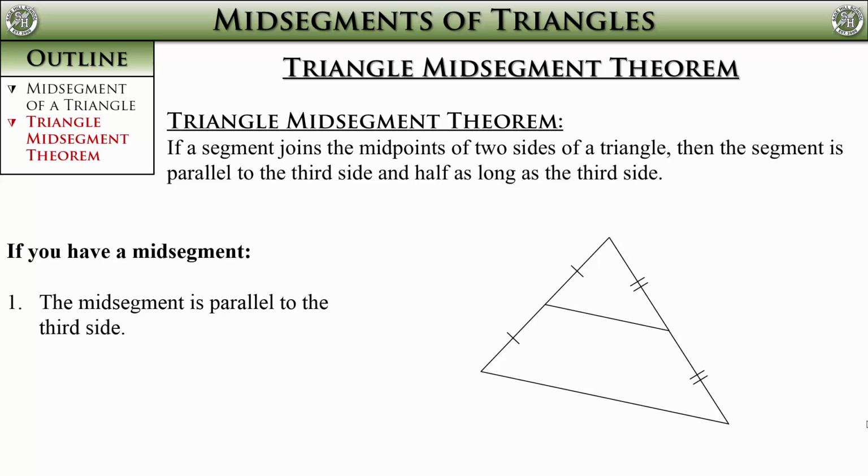First, you know that the midsegment is parallel to the third side. In the picture, that means that these are parallel. That's the first conclusion. The second thing we know about the midsegment is that it is half as long as the third side. So as an example, if you know that the length of the midsegment is 10, then the second conclusion says we know 10 is half as long as the third side, so that third side must have a length of 20. That's all there is to this section.